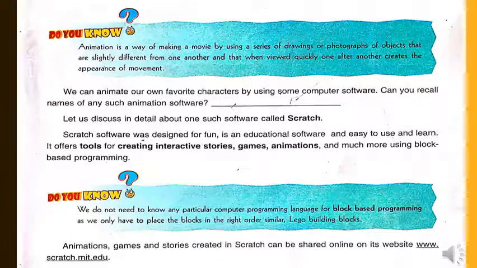But do you know? Animation is a way of making a movie by using a series of drawings or photographs of objects that are slightly different from one another and that, when viewed quickly one after another, create an appearance of movement. We can animate our own favorite characters by using some computer software.